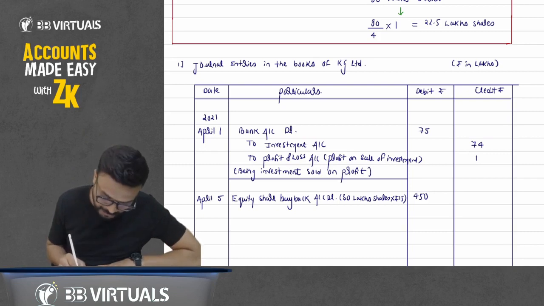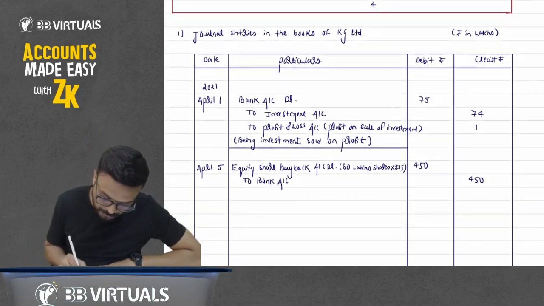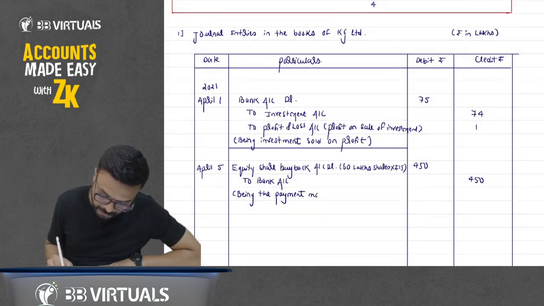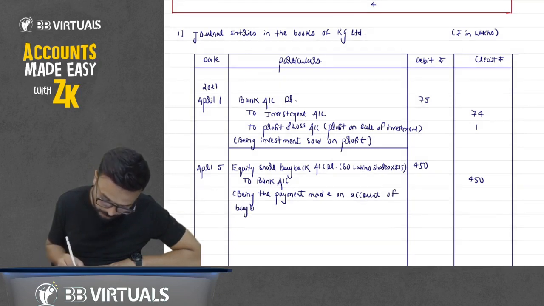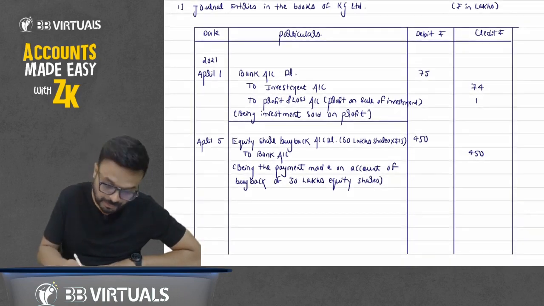So equity share buyback account debit to bank account. To bank account, how much is it? 450. Being the payment made on account of buyback of 30 lakh equity shares.